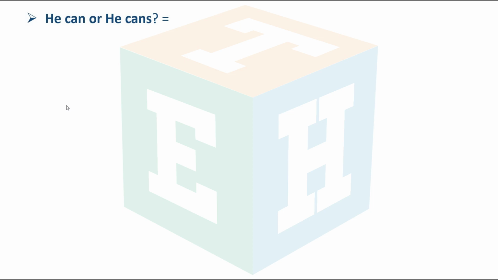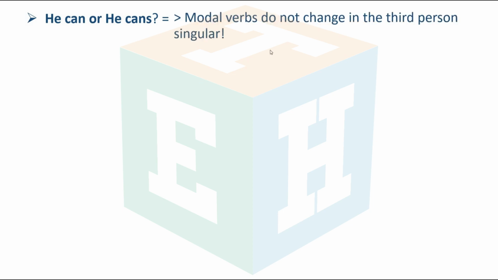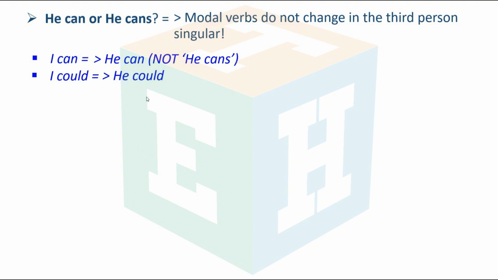He can or he cans? Modal verbs do not change in the third person singular. I can. He can. Not he cans. I could. He could. I would. He would. I should. He should.